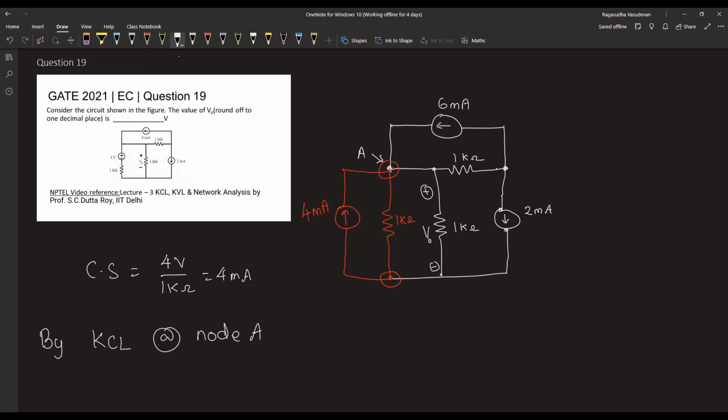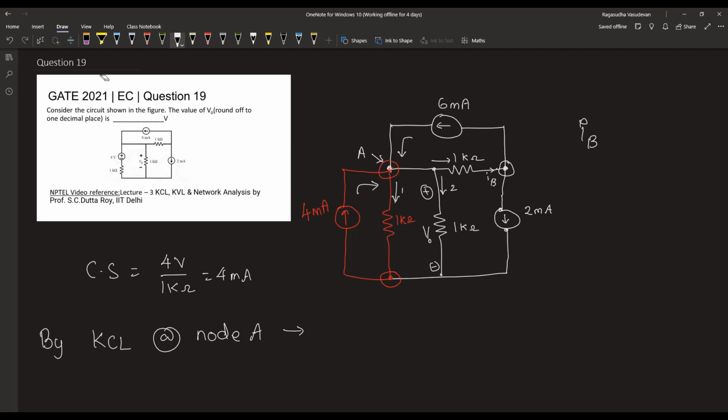At Kirchhoff's current law in this node, if we observe this node, we have two incoming currents, 4 milliampere and 6 milliampere, and then we have 3 outgoing currents. One is through this branch, the second one is through this branch, and the third one is through this branch. This current is, let us say, IB. Let's first find out IB so that this will help us to apply Kirchhoff's laws in node A.